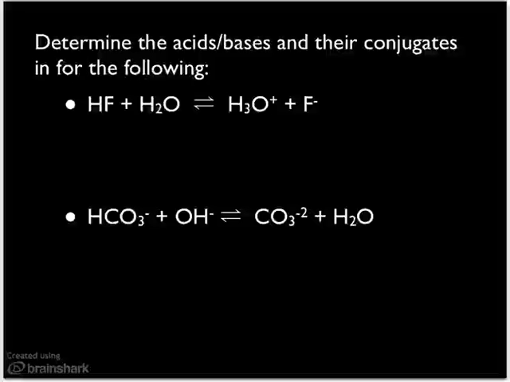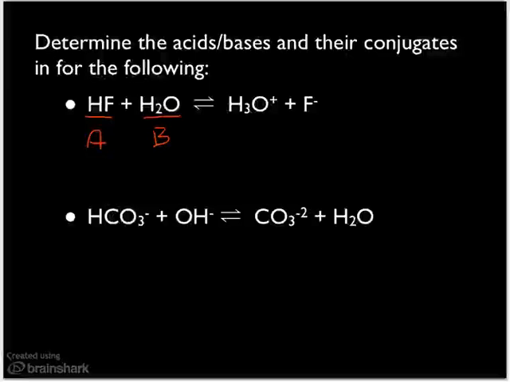So let's just go over a couple of examples. In this first example, you have HF and H2O on one side, and then you have H3O plus and F minus on the other side. First thing you want to do is figure out on the left side which one's your acid and which one's your base. Like I said before, your acids will always start with H, so in this case HF would be your acid. And within every single reaction you always have an acid and a base, so H2O in this case would act as the base. So you have your acid, you have your base.